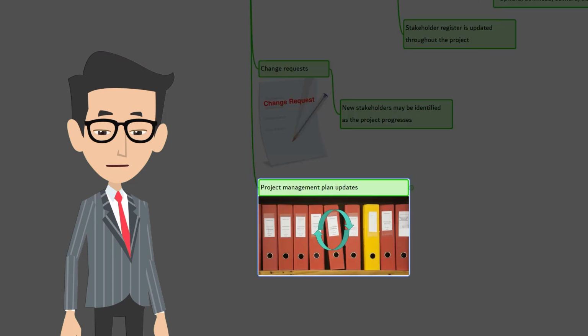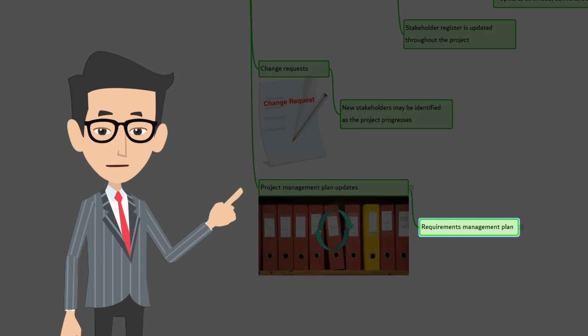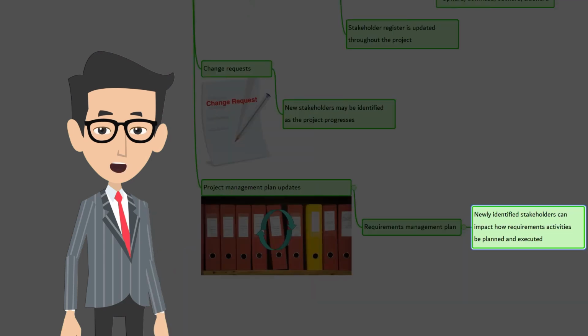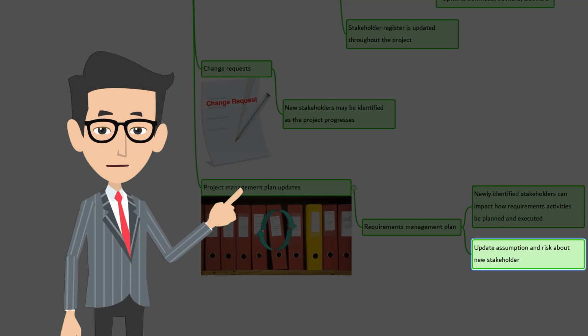The next output is project management plan updates. There are 4 project management plan components that are updated. Let's look at them. First, the requirements management plan. Newly identified stakeholders can impact how requirement activities will be planned, tracked, and reported. Assumptions and risks about new stakeholders may be updated in the assumption log and risk register, respectively.